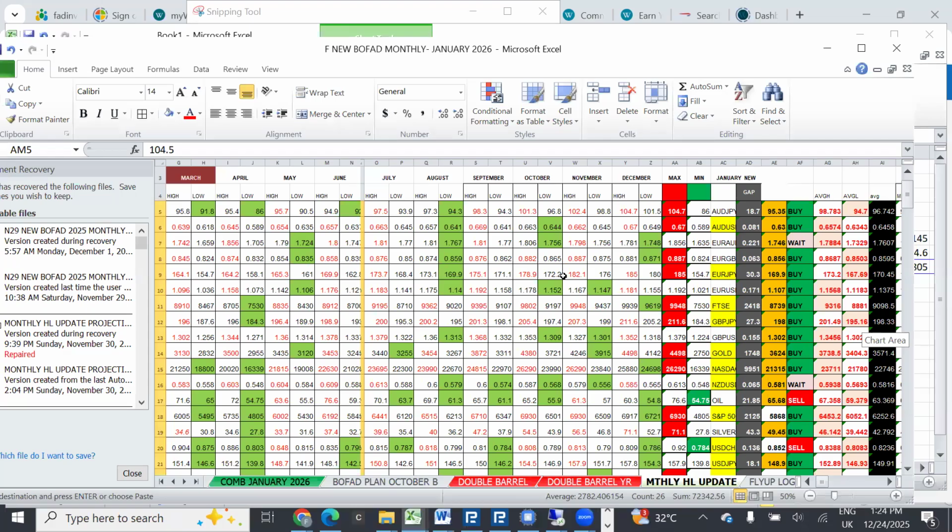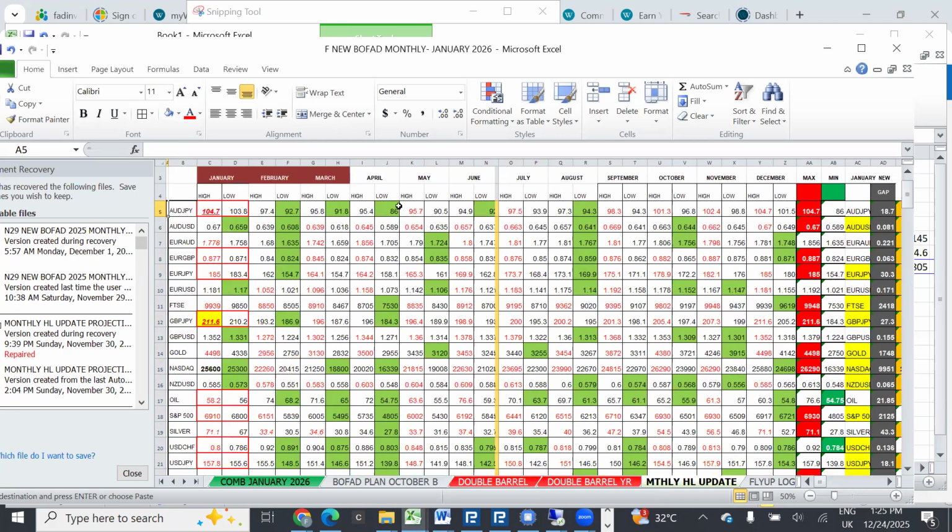You are welcome to the second part of the BOFAD monthly report review, where we'll continue from where we stopped earlier. So we'll be going back again to the template, as you can see here. On the template, we are going to discuss the monthly HL updates. This report is really massive because it contains a lot of information.